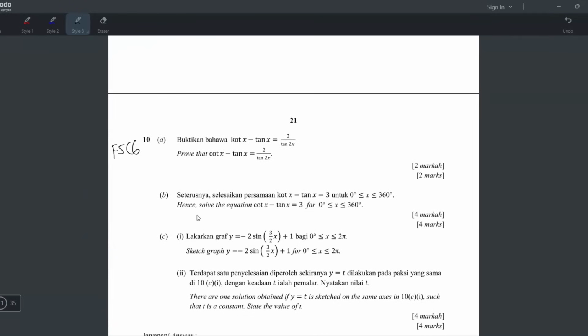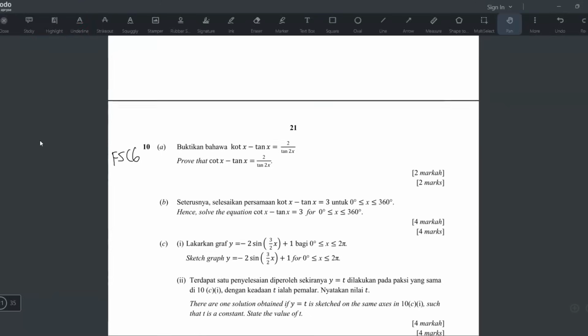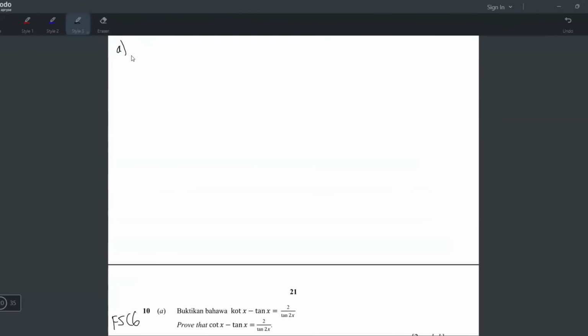And then the third type of question is the graph sketching punya soalan, which is this one. And then the final type is the proving question. Okay, this one is a proof question, so I will start to prove here. Okay, I'll write the soalan first. Cot x minus tangent x equals to 2 over tangent 2x.